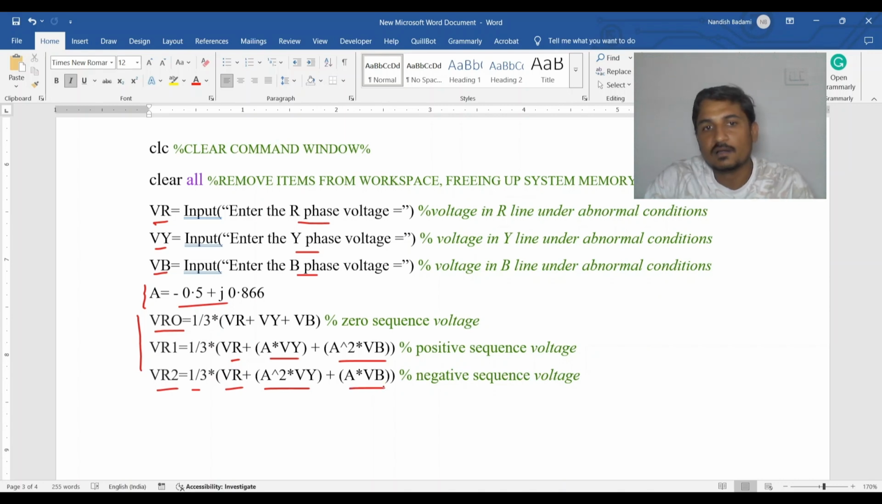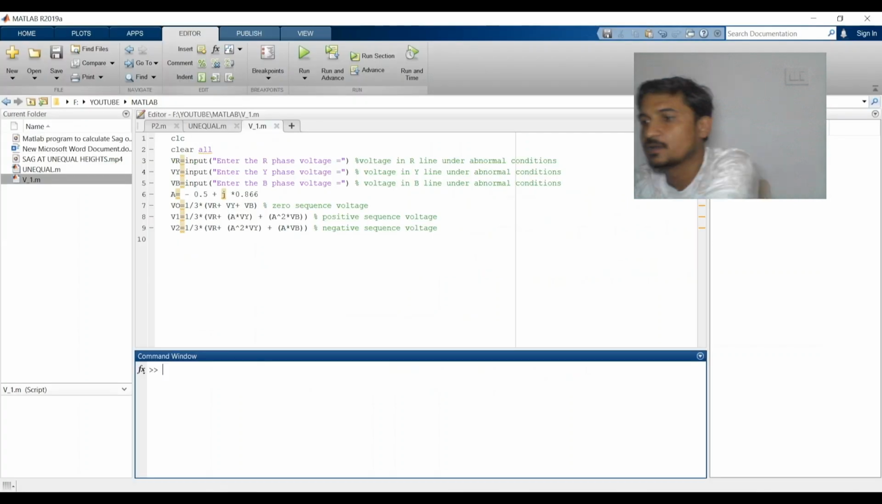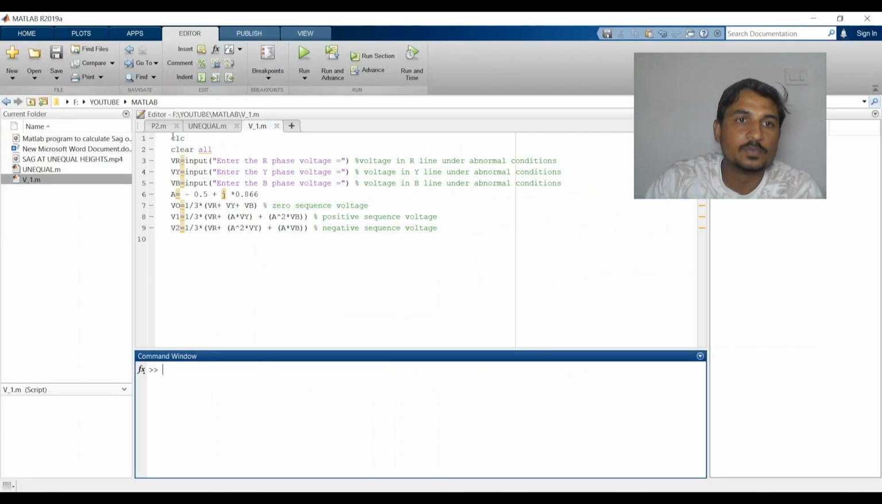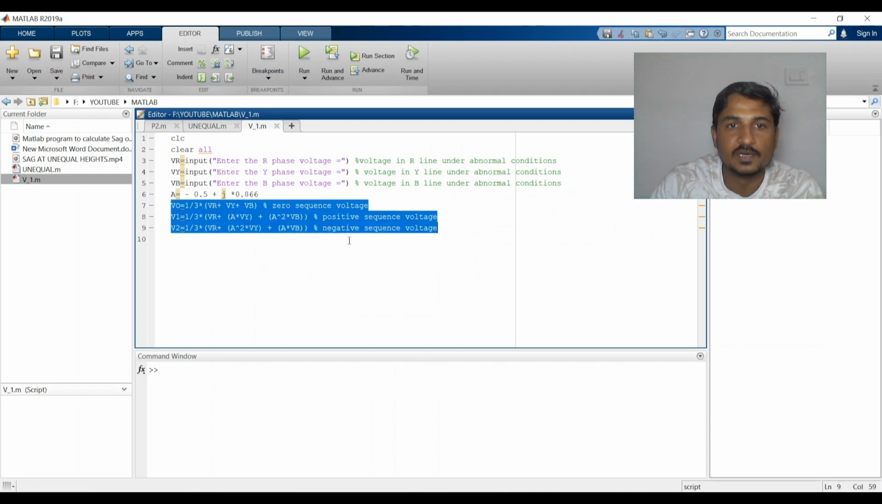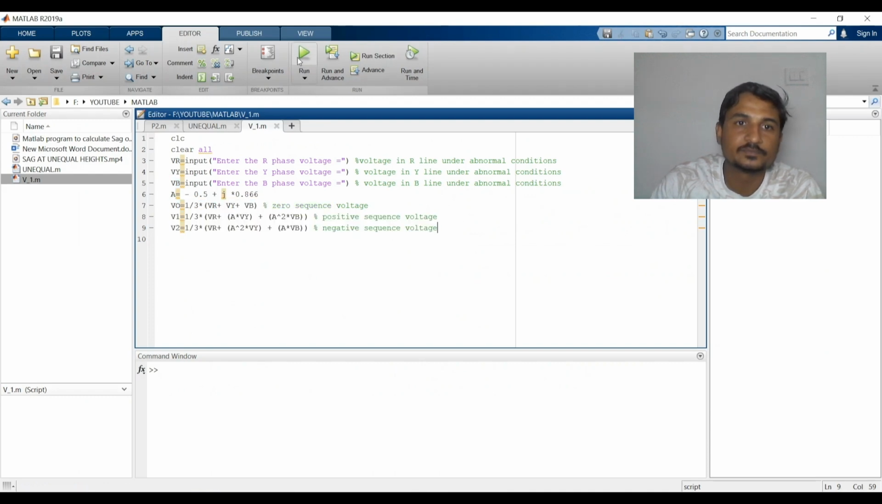Let us copy this program and try to run it in MATLAB to check whether whatever we have written is correct or not. Here I have already copied the program. We are starting with CLC, clear all. R phase voltage, Y phase voltage, and B phase voltage are taken from the input command, and the value of A is constant, which we have already written. The sequence voltage calculation part we have copied here. Let us run this program.